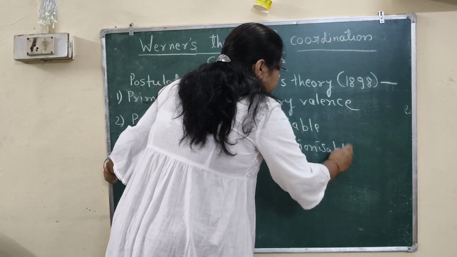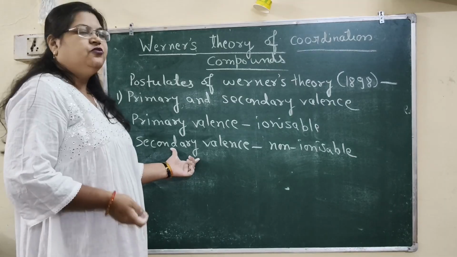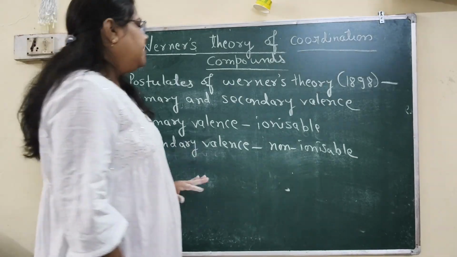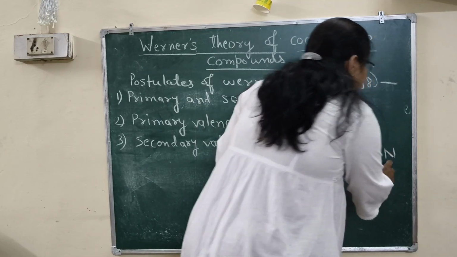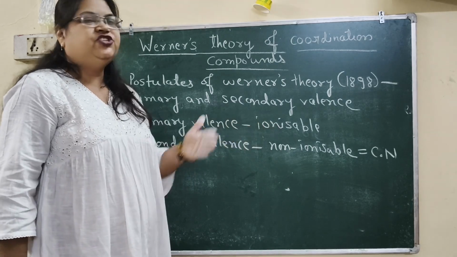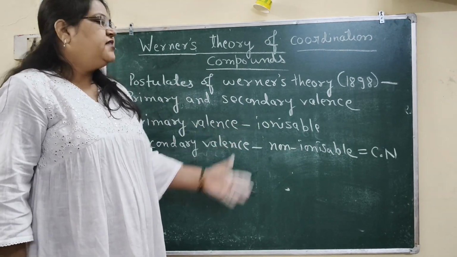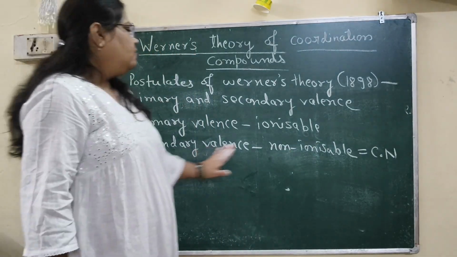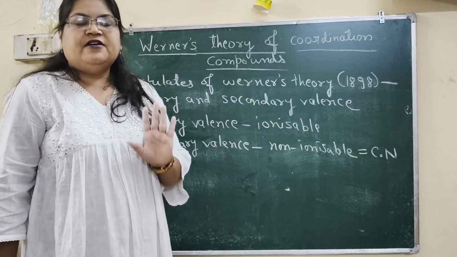Non-ionizable. Now very important point students, secondary valence is equal to the coordination number of the central metal atom. ये जो है coordination number के बराबर होता है. This is also very important topic and I have already explained how to find out coordination number of central metal atom in my previous blog. आप जाके देख सकते हैं कि coordination number कैसे निकालना है. This is equal to coordination number and this is fixed for a central metal atom.